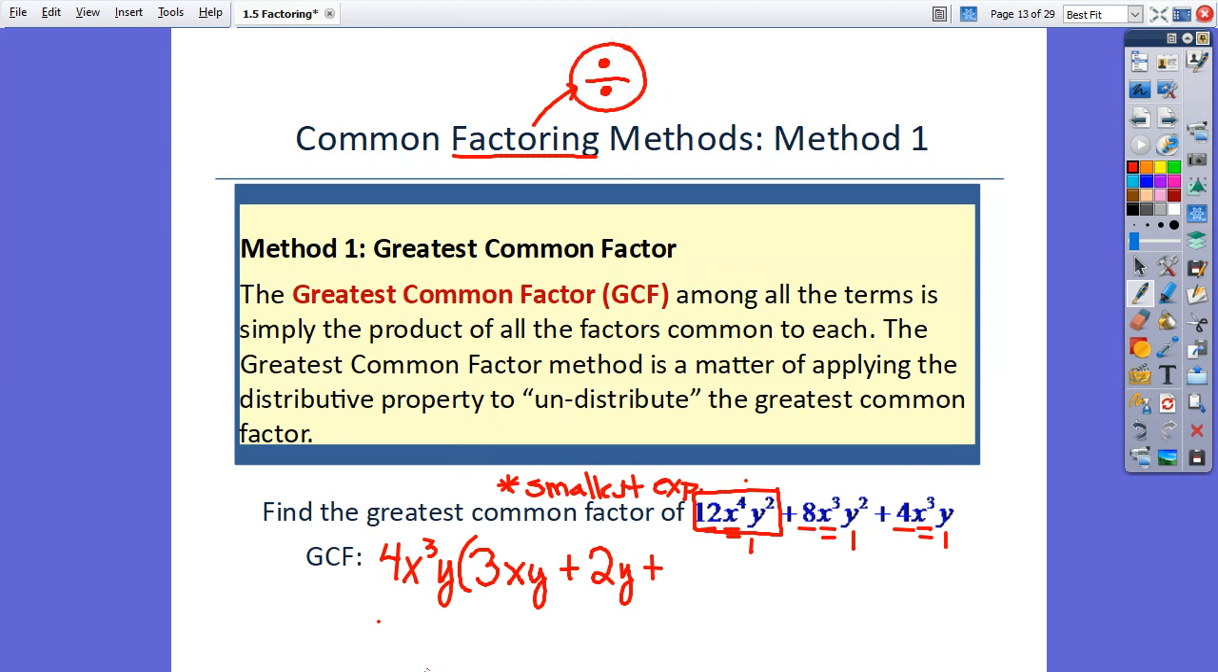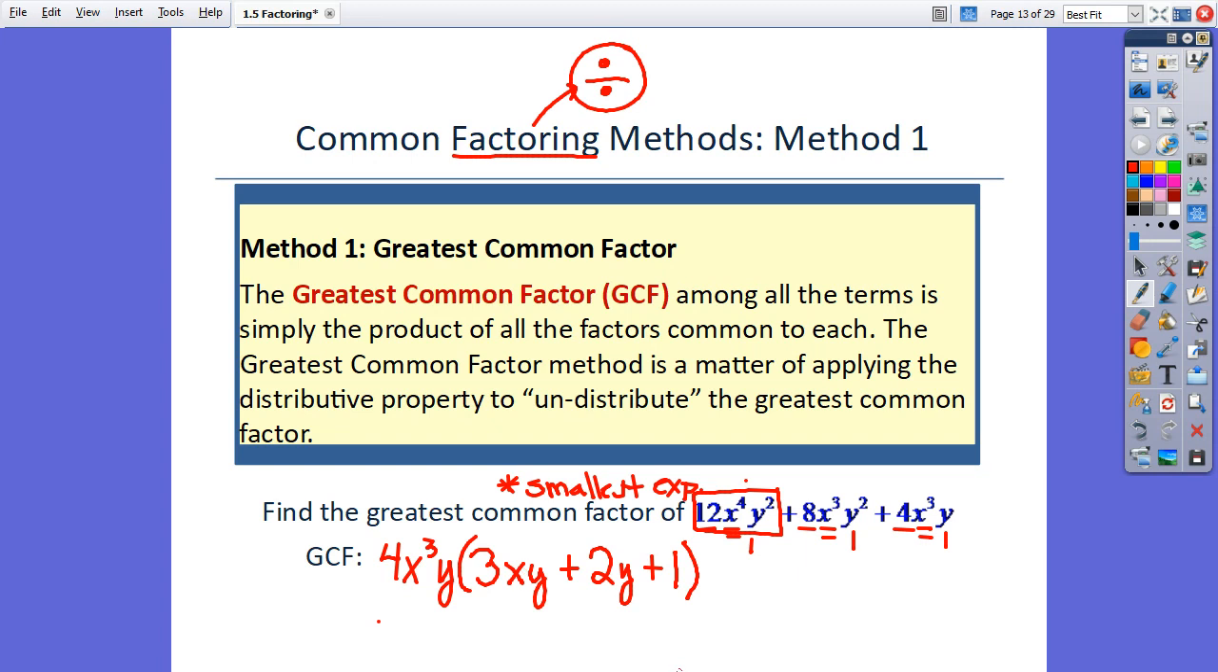And so what I'm doing is taking 4x cubed y and dividing it by 4x cubed y, which means I should have a 1 left behind. If you start with 3 terms, then in your factored bubble, there should still be 3 terms. If you're unsure of yourself, distribute this, and you should get back to where you started.